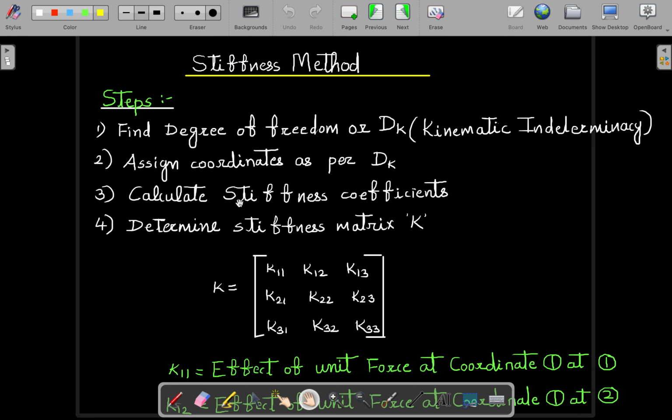Third step is to calculate stiffness coefficients. Fourth step, based on the stiffness coefficients and the coordinates, our stiffness matrix size will be decided. So the stiffness matrix will look like this. This is just an example of a 3 by 3 matrix.